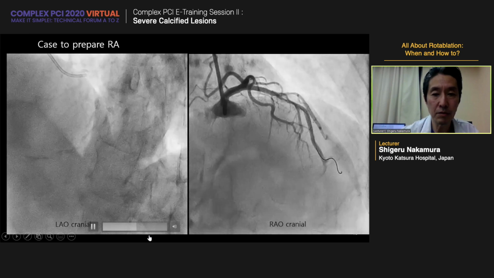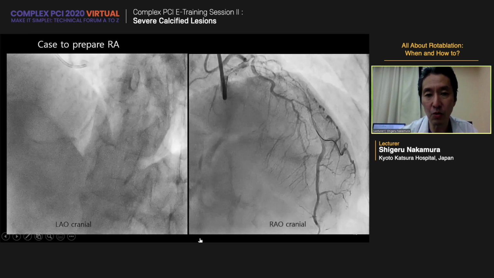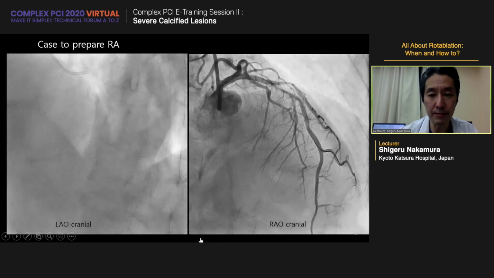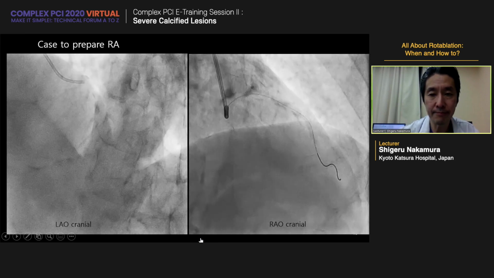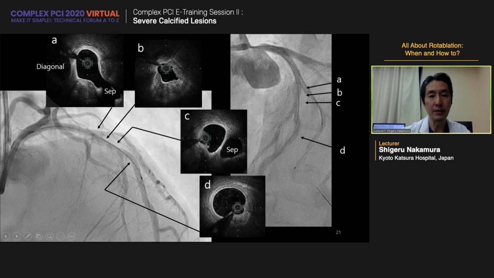So this is Leo. This kind of vessel is less elastic, so we prepare for rotablation. OCT did not cross at the beginning. I used a 1.25 millimeter rotablation, 160,000 rpm with an extra support wire, and 4 times 4 passes. Still thick calcium there. So after the procedure, we checked the OCT again.